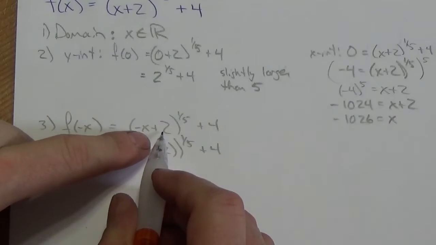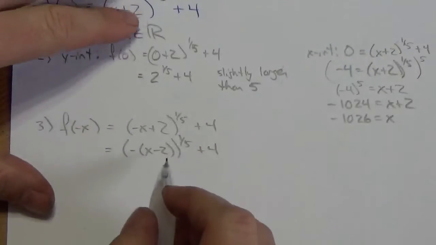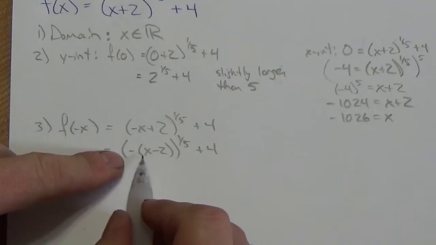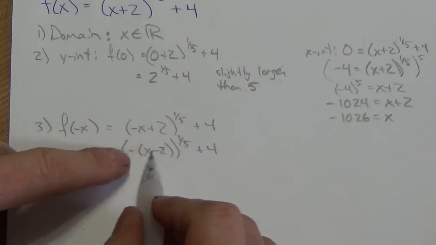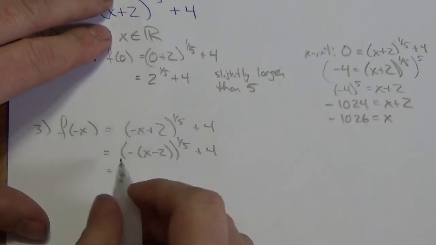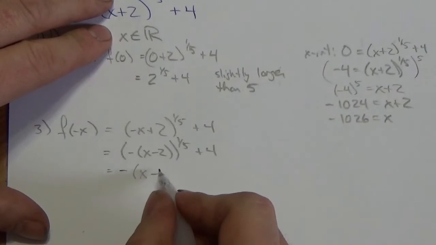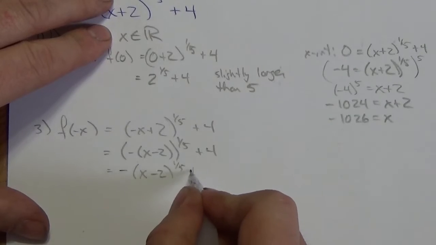First, I'm going to take it out of the binomial. So I'm still focused on what's inside the parentheses there. Now I've got a negative 1 times x minus 2 to the 1/5. I've got two factors there, so the 1/5 will distribute to both. But the fifth root of negative 1 is just going to be negative. So this is negative x minus 2 to the 1/5 plus 4.